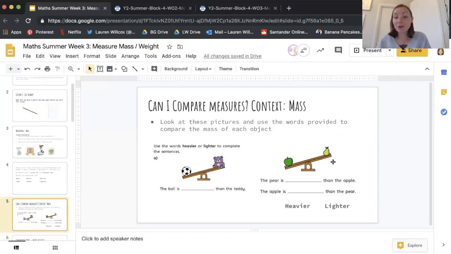Okay, here you've got another balance scale. We call that a balance scale. You've got an apple and you've got a pear, and you've got some sentences and some words here to use to fill in those sentences. The pear is blank, and the apple, that apple is blank, and the pear. So have a go at that.